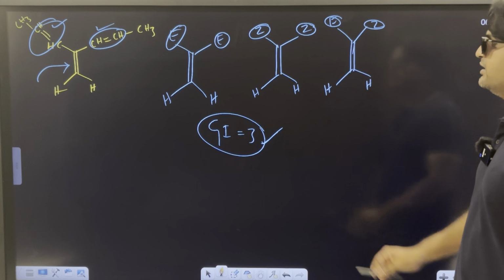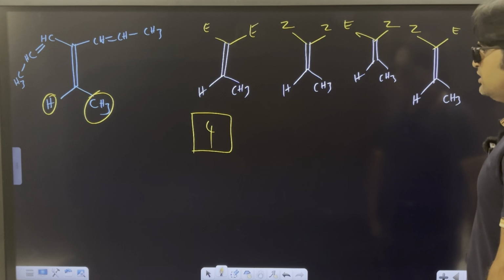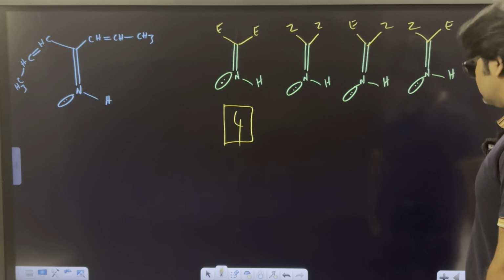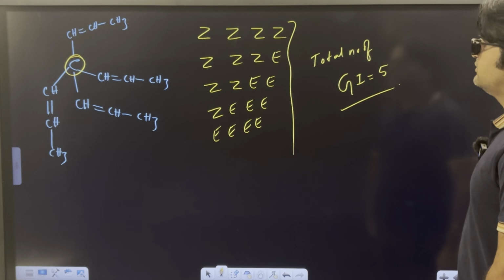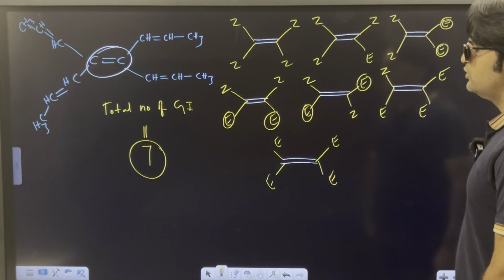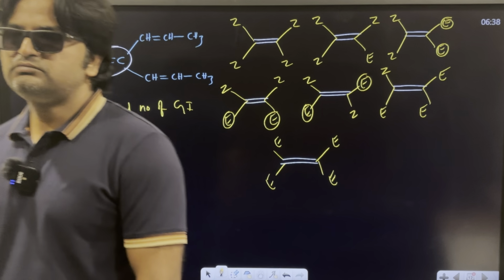Total number of geometrical isomers 3. Total number of geometrical isomers 4. Total number of geometrical isomers 4. Here total number of geometrical isomers 4. Next one, 5. And here total number of geometrical isomers equals 7. Straight away they are asking the total number of geometrical isomers.